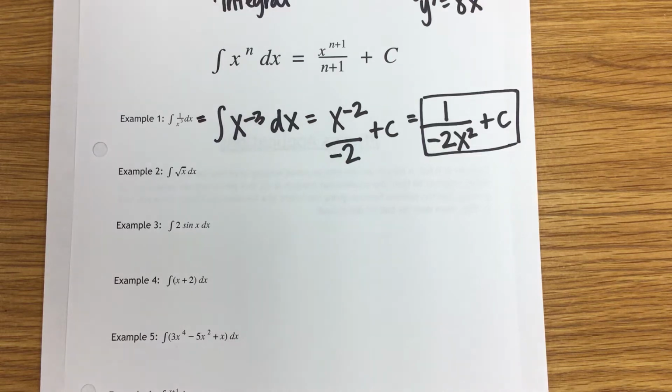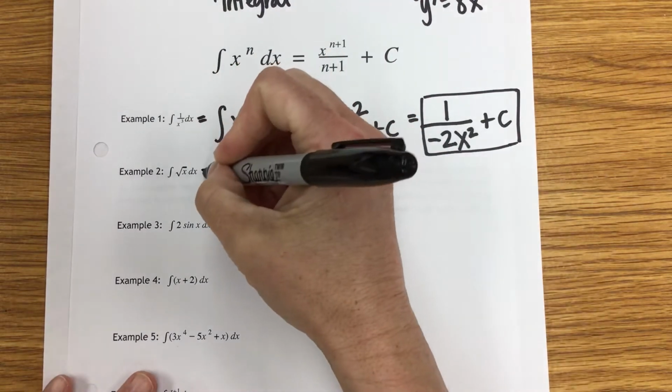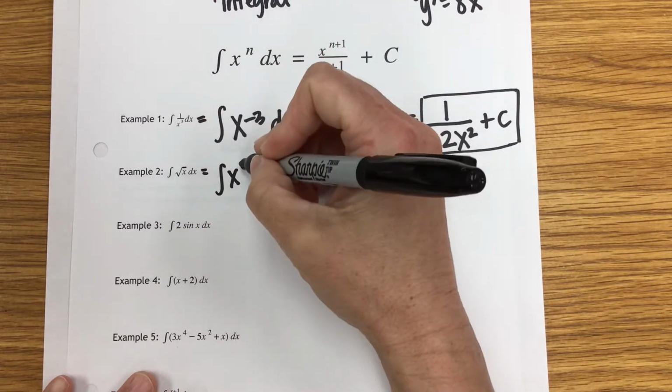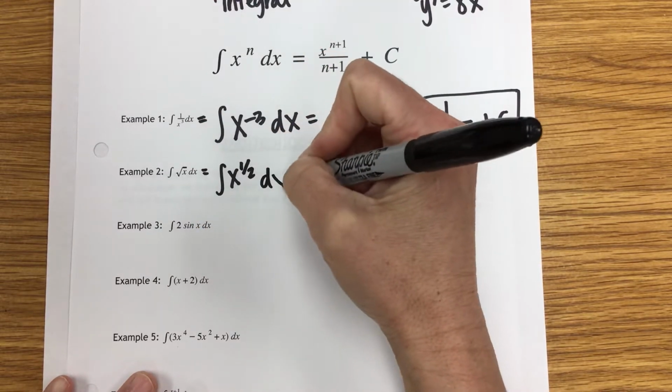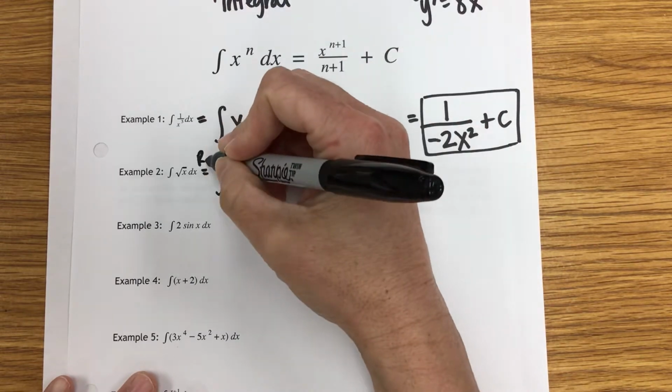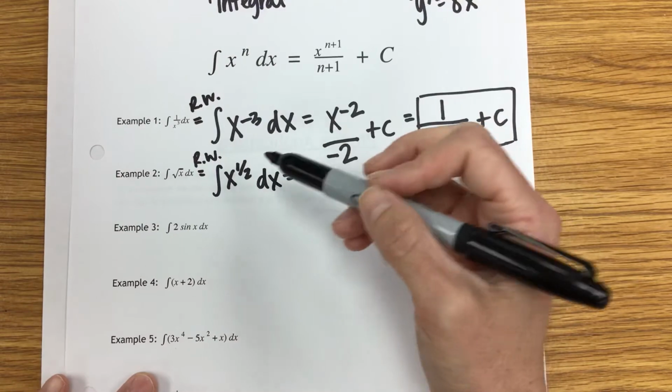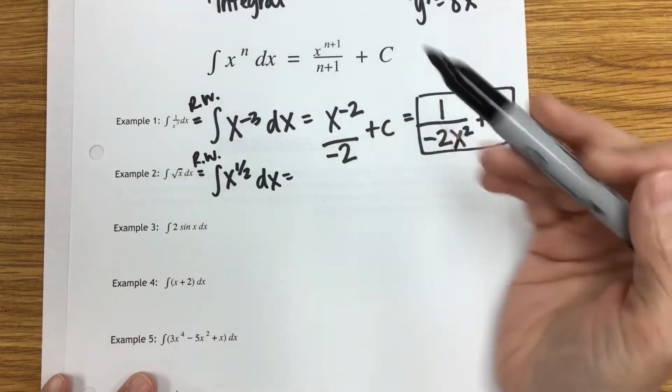All right, example 2 is next up. I do have to do a rewrite for example 2 because I want there to not be a radical. I'd like it in fractional exponent notation. So my first step is to do a rewrite. And my rewrite is square root of x changes to x to the half.